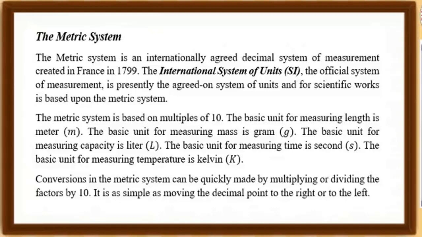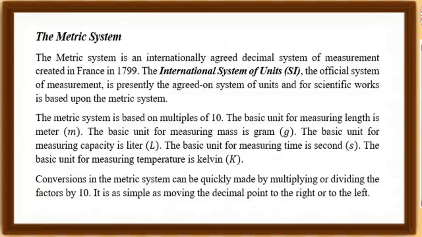The basic unit of measurement for length is meter. Its symbol is m. The basic unit for measuring mass is gram, or g. The basic unit for measuring capacity is liter, or L. The basic unit for measuring time is second, or s. The basic unit for measuring temperature is Kelvin, or K.